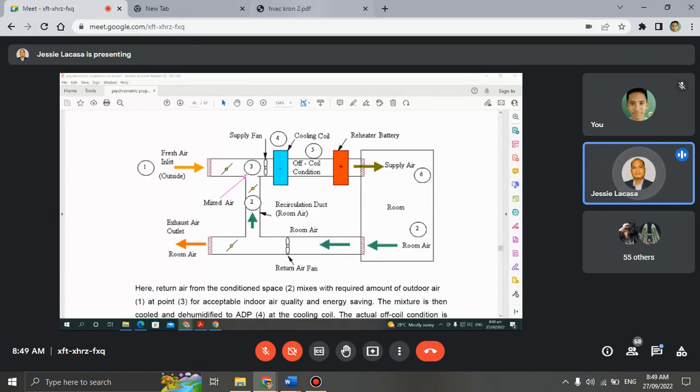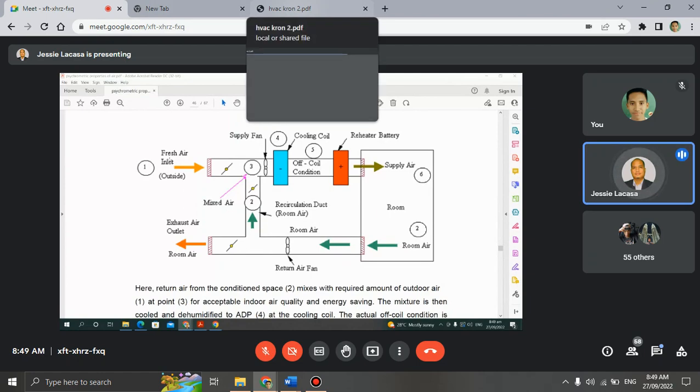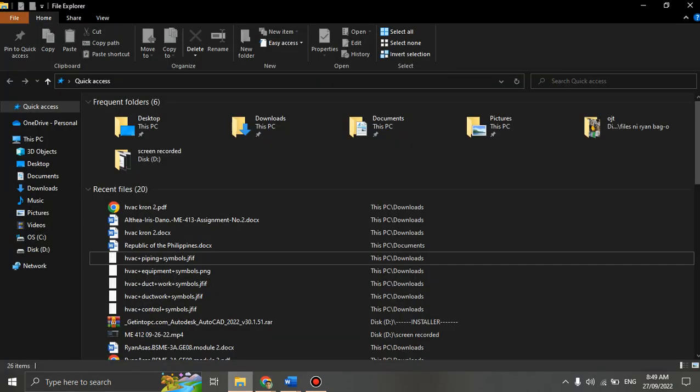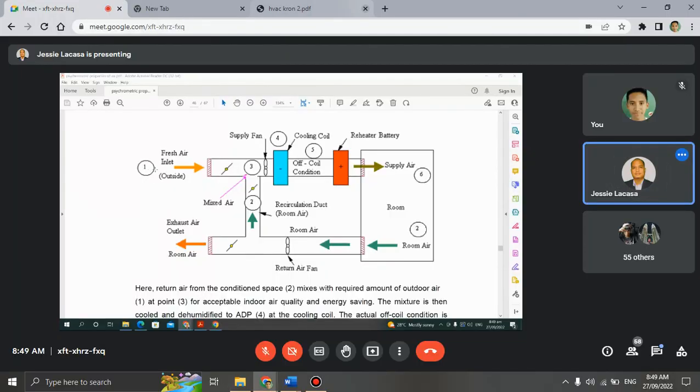Then here is the condition of your outside air. Outside, it has a variable temperature as well as humidity. They are supplied and they mix here in the mixing chamber of your air handling unit. Then you have a supply fan. It feeds the air to the cooling coil.